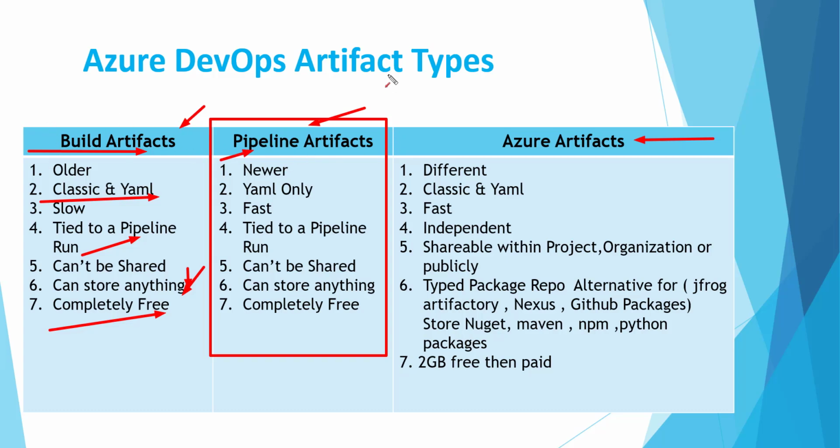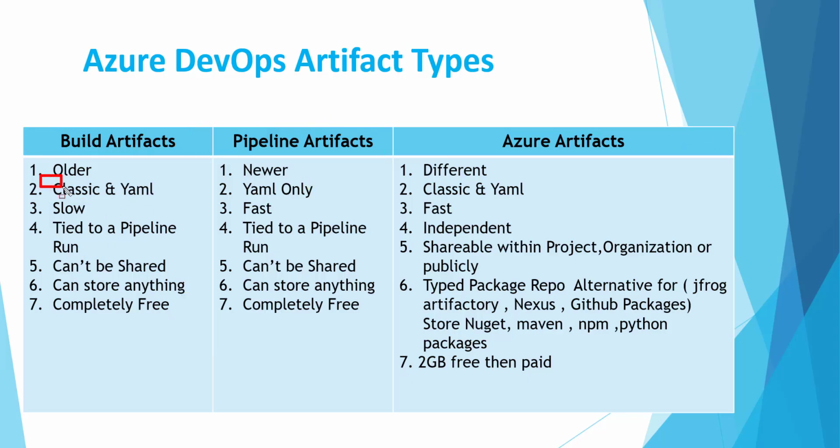So if you are using classic pipelines, use the build artifacts. If you are using YAML pipelines, Azure DevOps recommends you to use pipeline artifacts. But you can also use build artifacts in the YAML pipelines. You can use the build artifact in both the classic and the YAML. But it is better to use the pipeline artifacts in the YAML pipelines because it is faster. So that's for the build artifacts and pipeline artifacts.